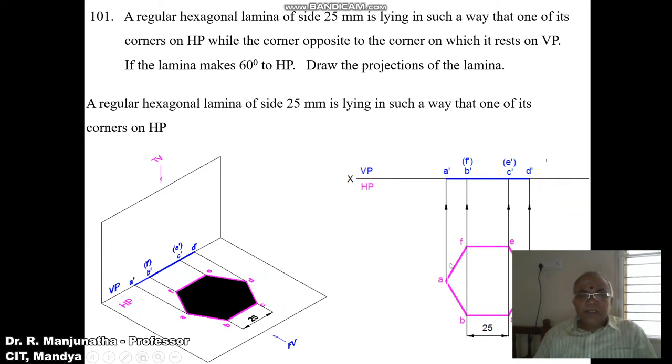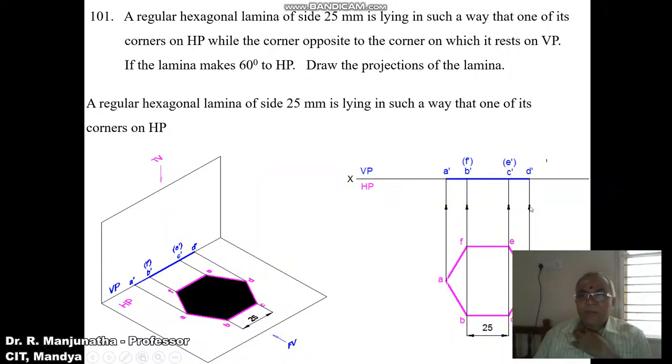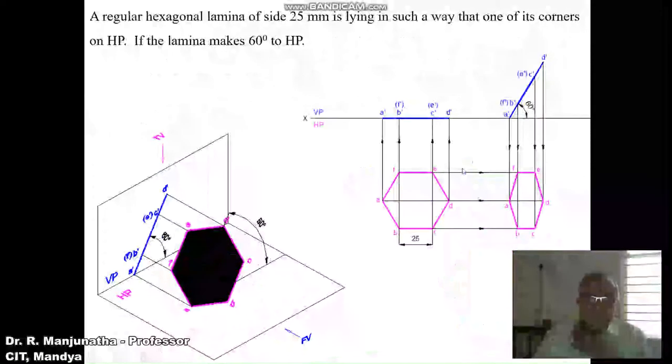As we see in the orthographic view also, A, B, C, D, E, F are the corners; this end is also a corner, and this end is also a corner. The corner opposite to this will always be a corner if it is an even number of sides. From the front view, A, B, C, D is near to the observer, so A dash, B dash, C dash, D dash is visible. E and F is away from the observer, so E dash, F dash become invisible.